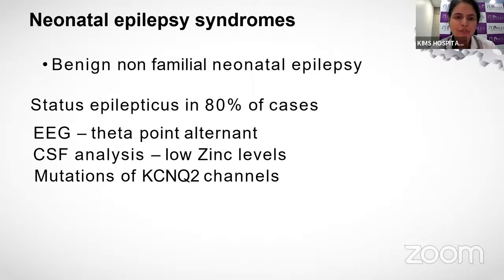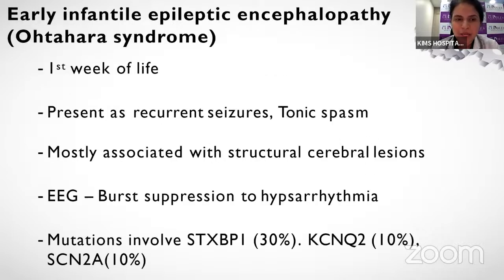The other type, which is benign non-familial neonatal epilepsy, where you don't find a family history of neonatal seizures, is the benign idiopathic neonatal epilepsy, where EEG shows the characteristic theta pointu alternant, which is a characteristic EEG pattern. And when we do CSF analysis, one generally finds low zinc levels. This condition is also called fifth day seizures, and generally the newborn might present with seizures from day 5, and they continue to have persistent seizures, but they again may have a relatively good long-term outcome.